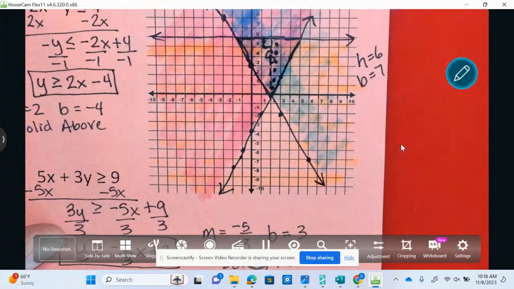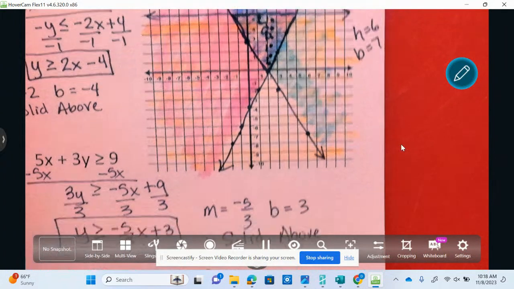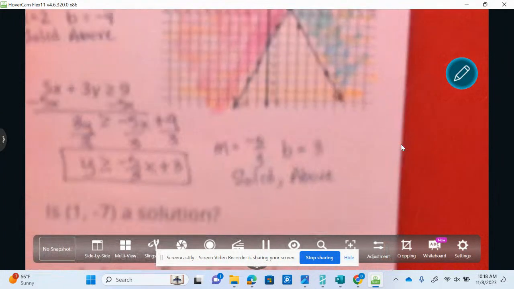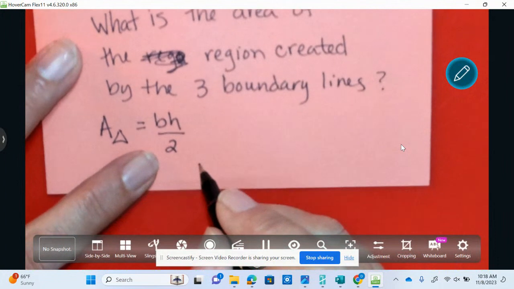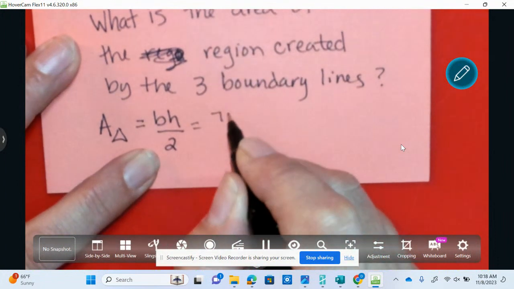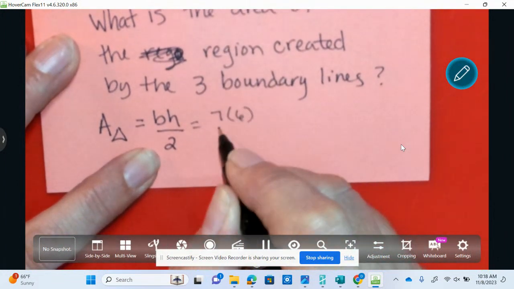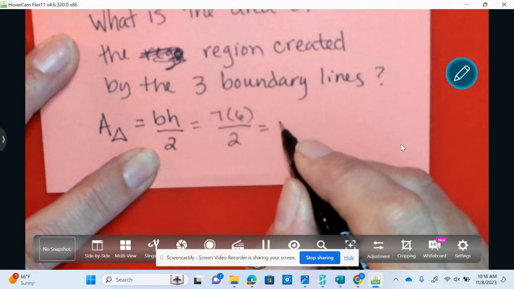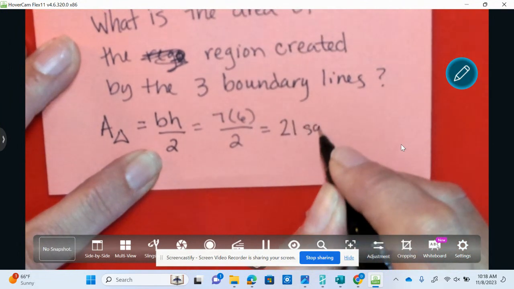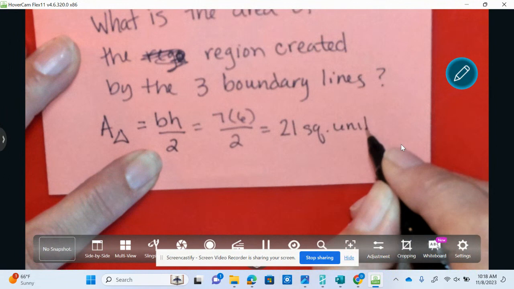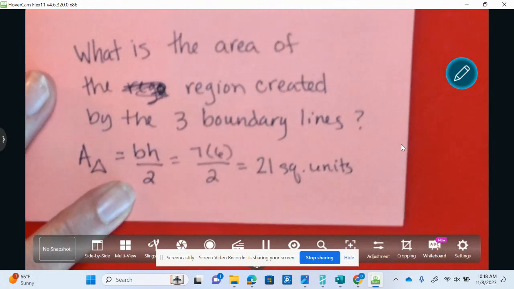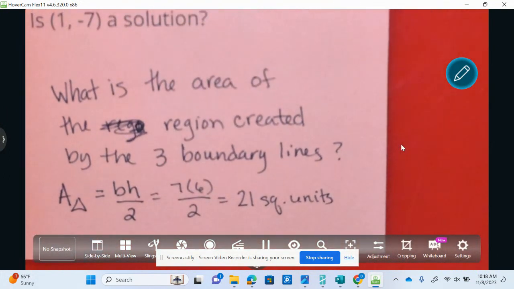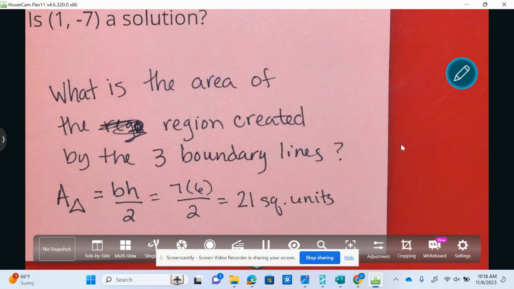So I'm going to go back to that formula that we used for the area. And I know that my base, which is 7, times my height, which is 6, divided by 2 equals 21 square units. So this is the type of question that I would put on your test for graphing inequality systems, because this is kind of like a real world situation, okay?